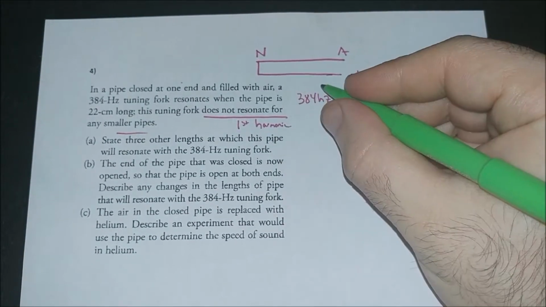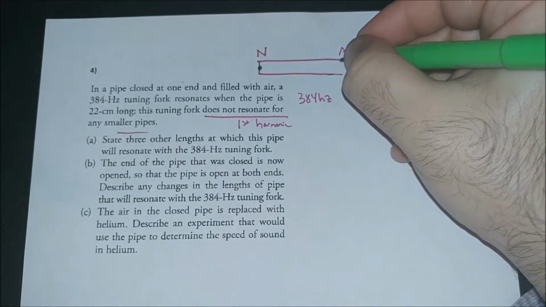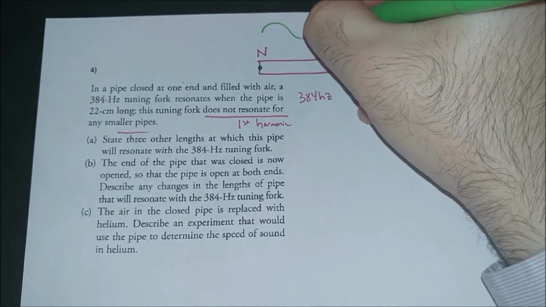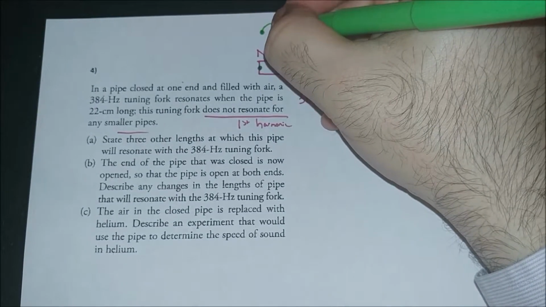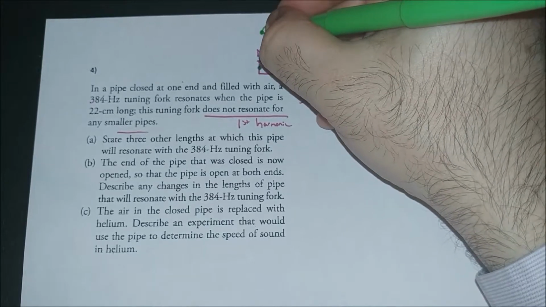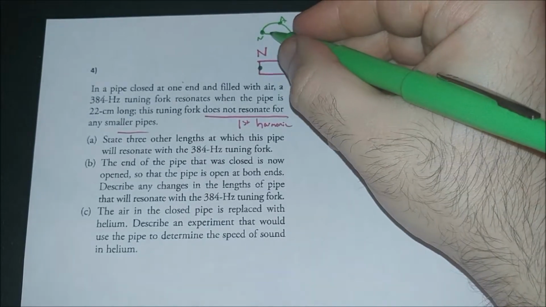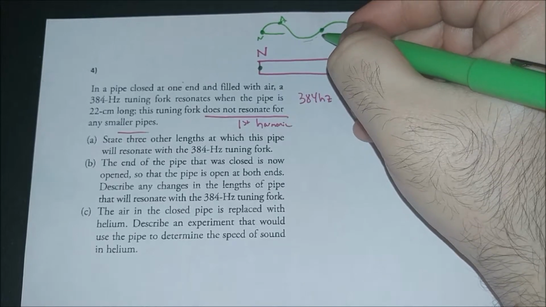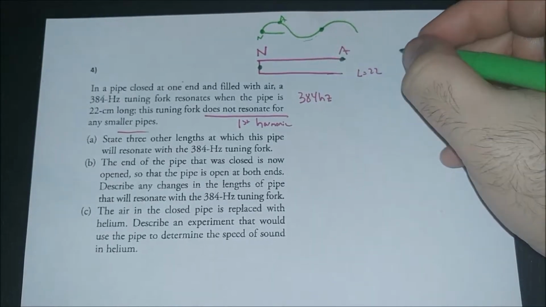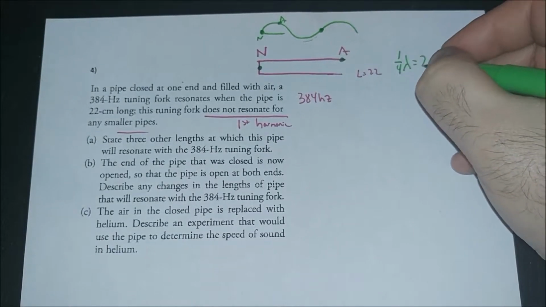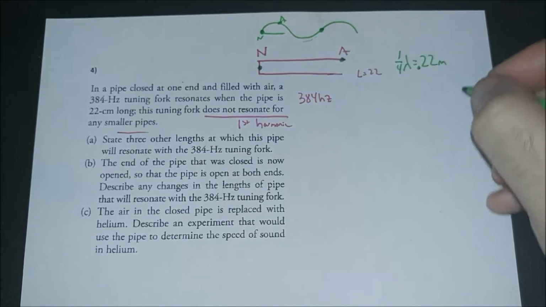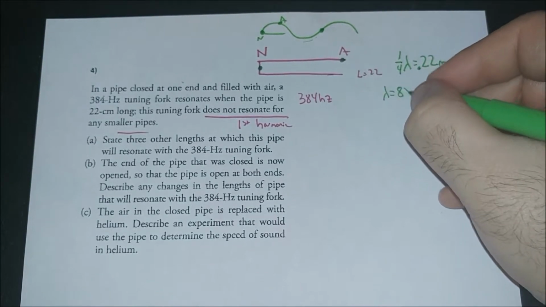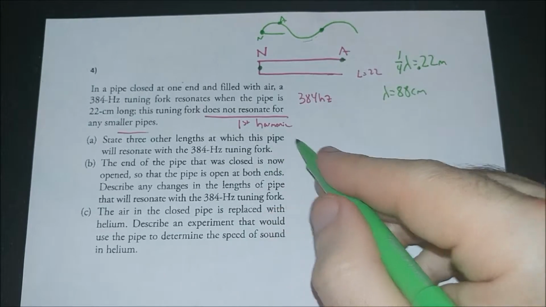So looking at this, I know it's the first harmonic. That means I have a node and an antinode and nothing else in between. So I draw a normal wave. There's a node to an antinode. That's going to be the first harmonic. And that distance is not a full wave. In fact, it's 1/4 of a wave. So this thing resonated with 1/4 of a wave. So the wavelength made it is 88.